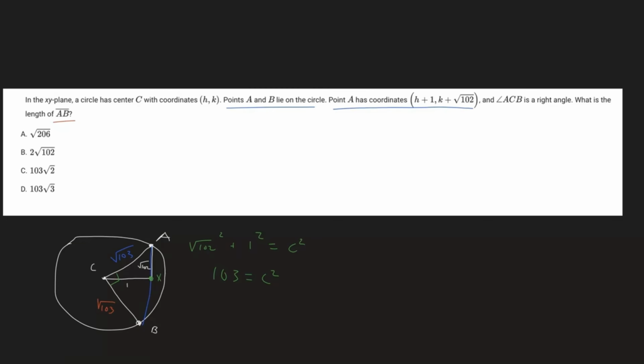So then we have square root 103 squared plus square root 103 squared equals c squared. So then we get 103 plus 103 is 206 equals c squared. Then we just take the square root of both sides, we can see that the answer is going to be square root 206, and so our answer choice is A.